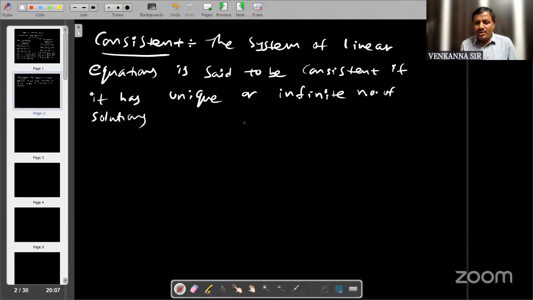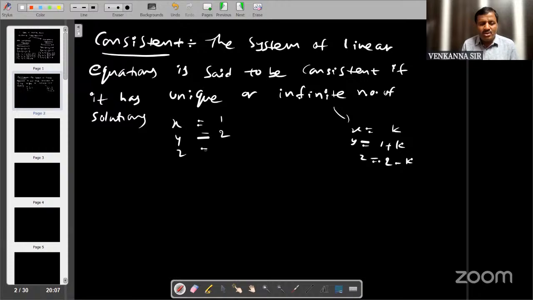If it has a unique solution, what does it mean? XYZ contain only single values. Infinite means what? XYZ are all expressed in terms of arbitrary constants. Depending on the arbitrary constant, you will get an infinite number of solutions. Like in this case, X is expressed as K, Y is equal to 1 plus K, Z is equal to 2 minus K, like that. Depending on the K value, you will get an infinite number of solutions. Unique means X, Y, Z contain some single values. Let us take an example: 1, 2, 3. They are unique. Unique and infinite, then it is called consistent.